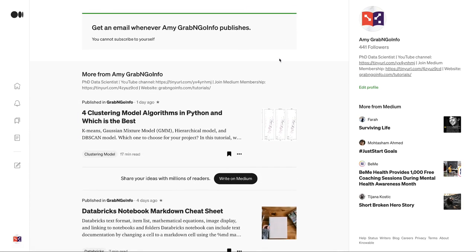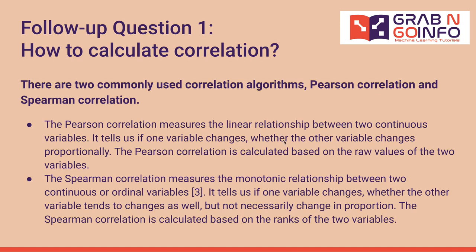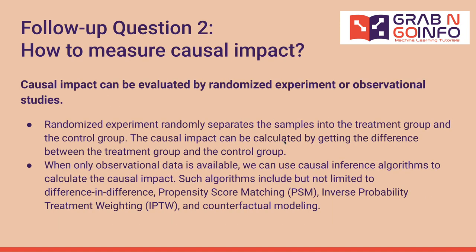Okay, let's continue. For the follow-up question of how to measure causal impact, here is an example answer. The causal impact can be evaluated by randomized experiments or observational studies. A randomized experiment randomly separates the samples into the treatment group and the control group. The causal impact can be calculated by getting the difference between the treatment group and the control group. When only observational data is available, we can use causal inference algorithms to calculate the causal impact. Such algorithms include but are not limited to difference in difference, propensity score matching, inverse probability treatment weighting, and counterfactual modeling.